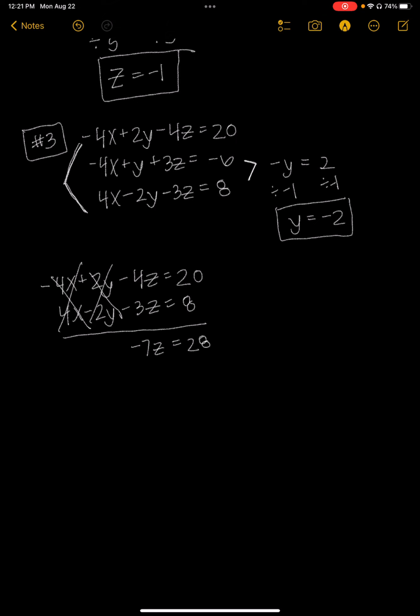All right, so now we can solve for z by dividing both sides by -7. And I end up with z is equal to -4. All right, so two answers. We've got a y equals answer and a z equals answer.